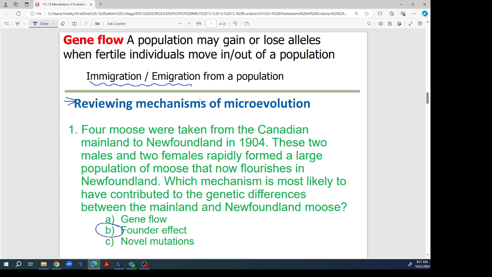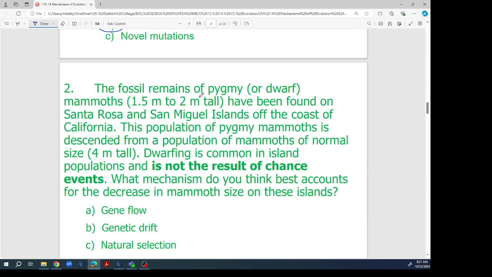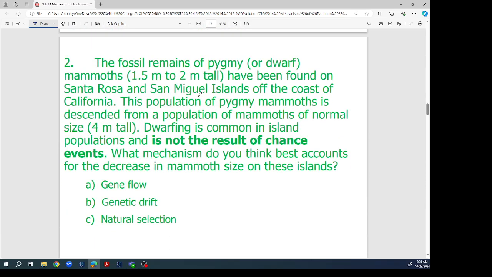I think it would be that one, right? This idea of a founder effect, where it's a small group making a new population. There's another one here, this time about pygmy mammoths, which sounds super cute to me, on an island off the coast of California. And so these are fossils. These are remains of pygmy mammoths. And so they speculate that this population of pygmy mammoths is descended from a population of mammoths of normal size.